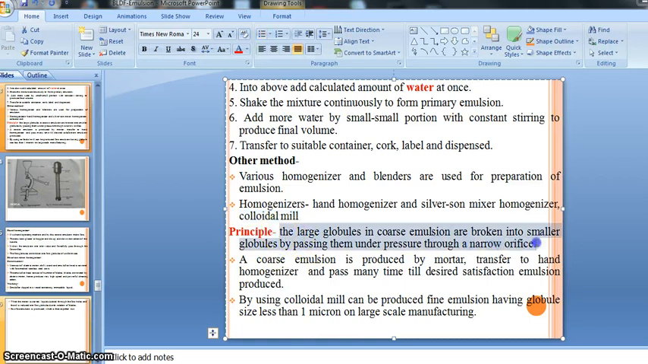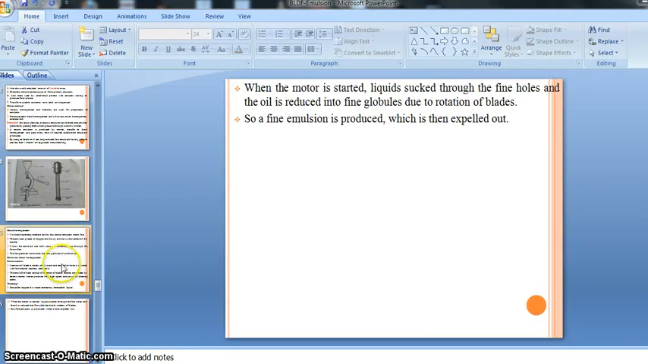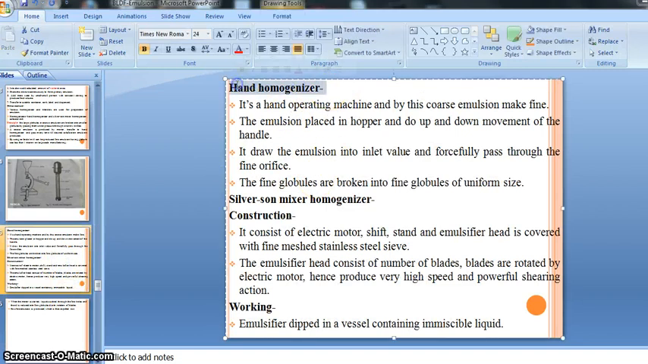We know that homogenizers work on the principle that the coarse emulsion is passed through a narrow orifice under speed and pressure, right? This is how our homogenizer works. A hand homogenizer means a hand operated machine. Then the Silverson mixer homogenizer is an electrically operated machine, right?